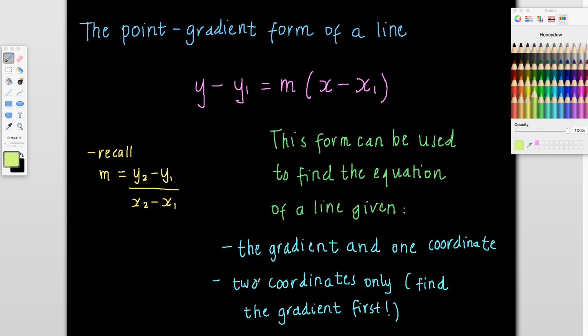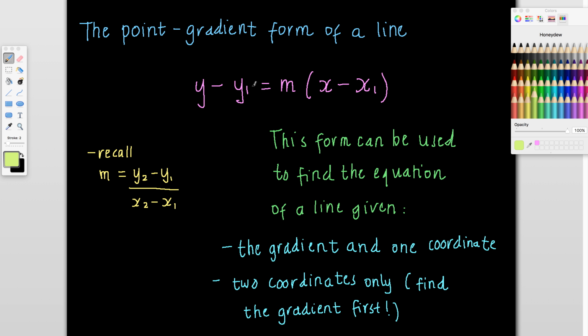The other thing that you can use the point gradient form of a line for is when you're just given two coordinates only. That's what I mean by you're given enough information to get the gradient, because of course all we need is two coordinates and we'll be able to find the gradient of that interval. So the point gradient form of a line looks like this. We've got y minus y1 equals m multiplied by x minus x1.